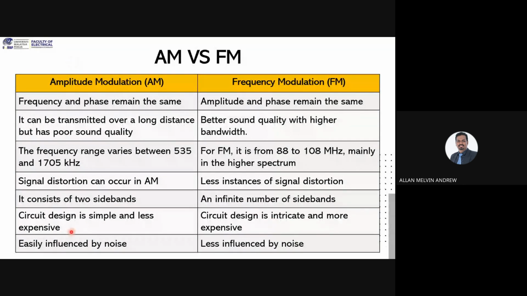And AM is easily influenced by noise, while FM is less influenced by noise. Okay, so there are certain applications where you still can use AM, and most of the applications now are using frequency modulation, and we already have many other modulations, and mostly everything is sent through digital now. So we have other types of modulations as well, covering the digital aspect.